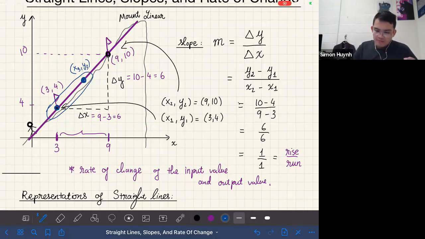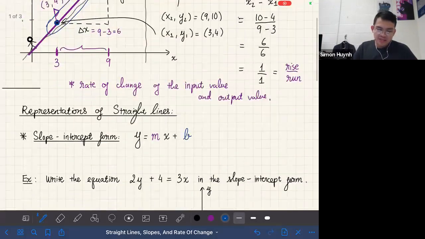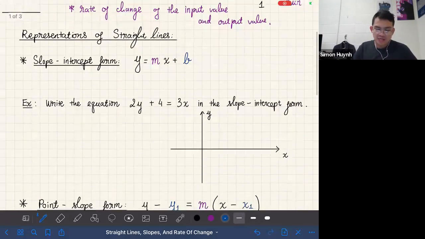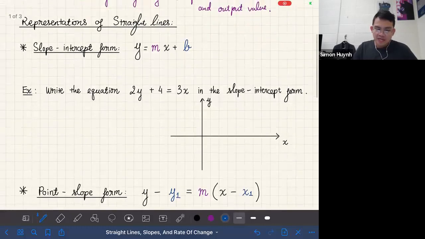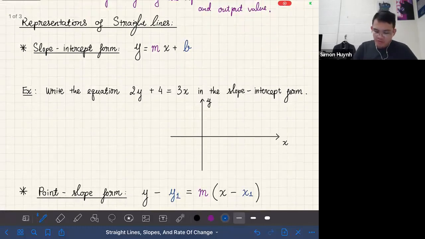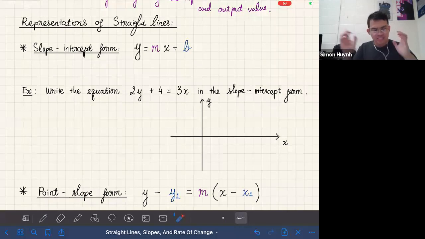Okay, so now let's look at the representation of a straight line. Two important representations of the straight line are the slope-intercept form and also the point slope form. Slope-intercept form is the more popular one, but in high school you have probably also heard of the point slope form of linear equation. So these are the two ways that we can use to represent a linear equation.